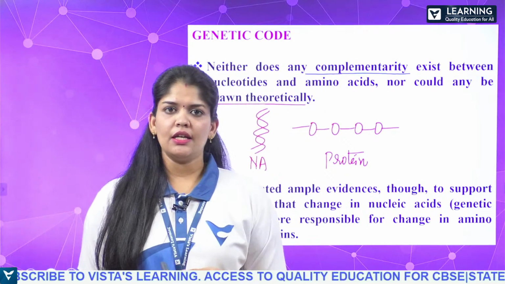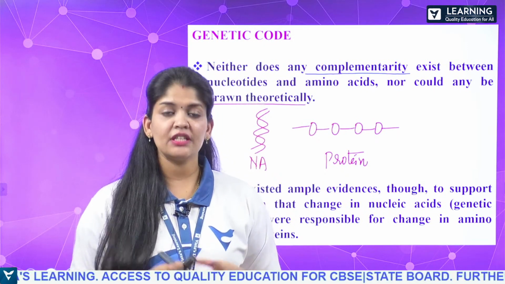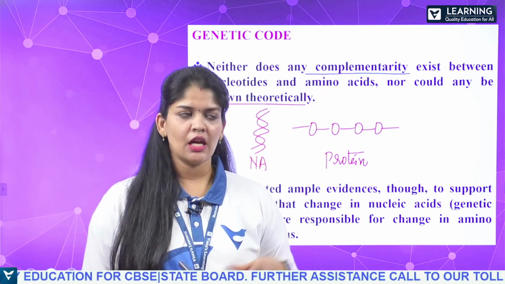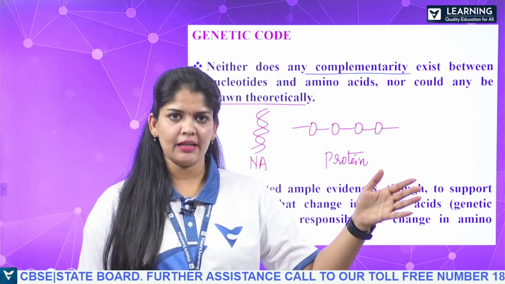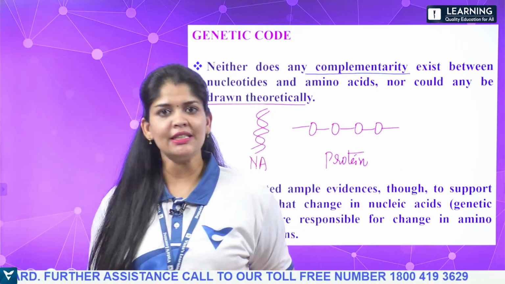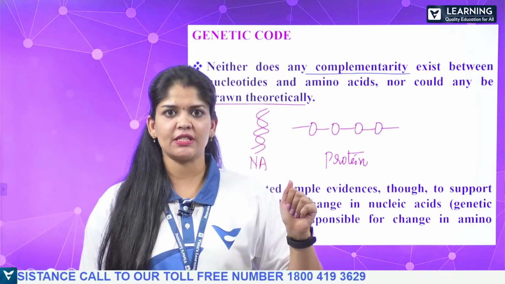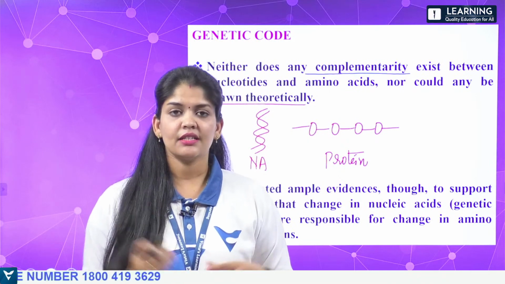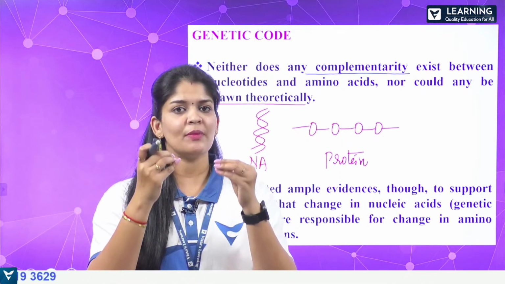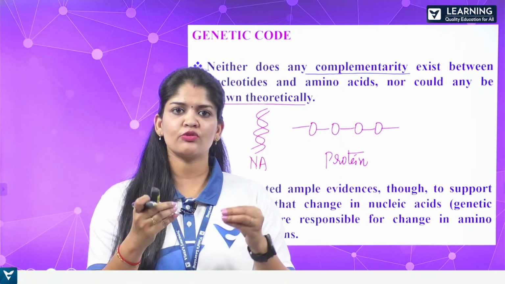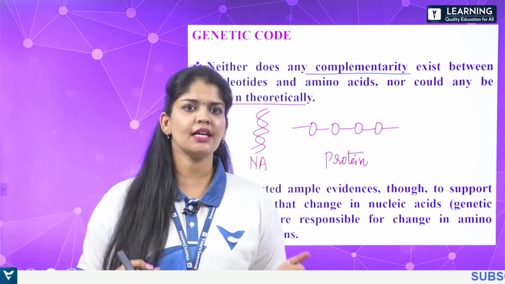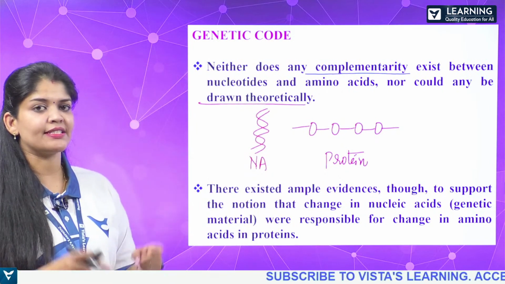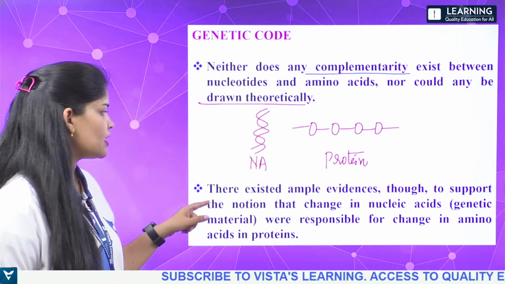See, in the case of nucleic acids, in the process of replication as well as transcription, if the purine A is present, then T will come in the DNA. If G is present, then C, that is cytosine, will come. That is how complementary base pairing helps us to construct the new strand, either DNA or RNA. But that is not the case with translation, that is the synthesis of proteins.